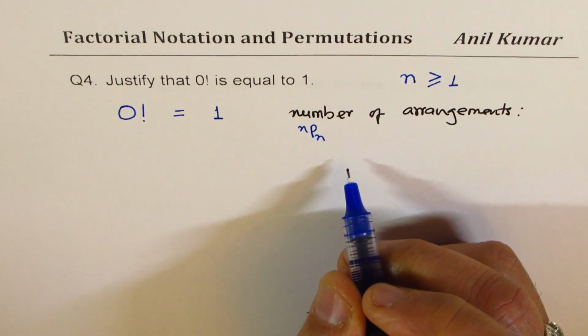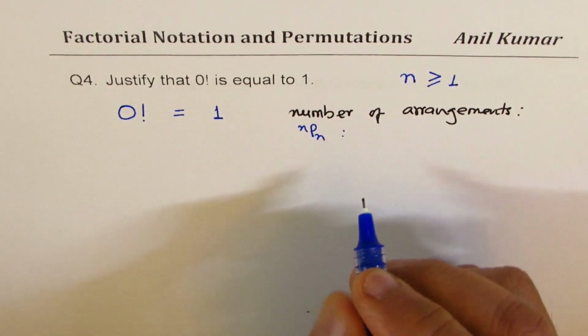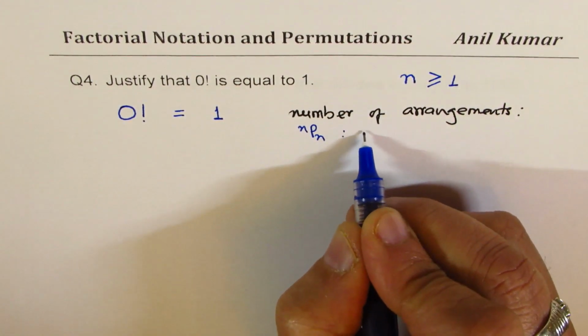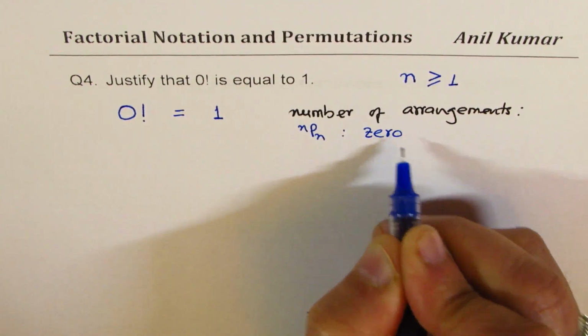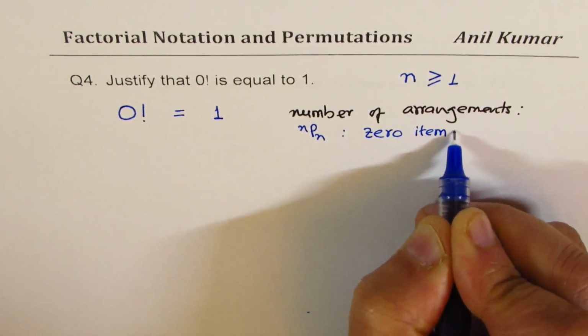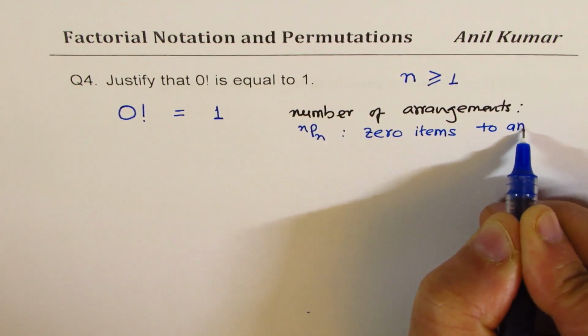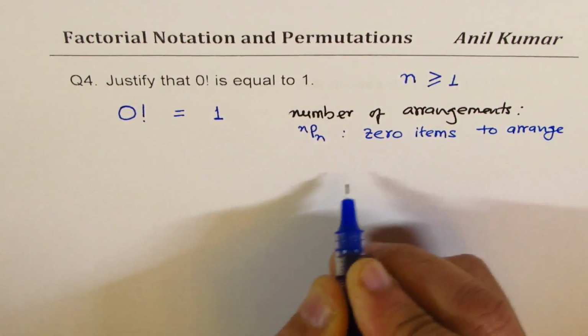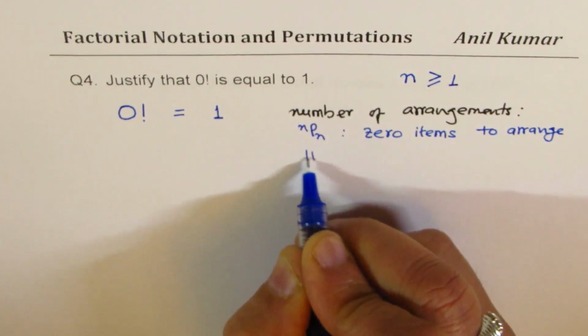So if we have 0 items, let's say we have nothing, if we have 0 items to arrange, then how many ways do we have?